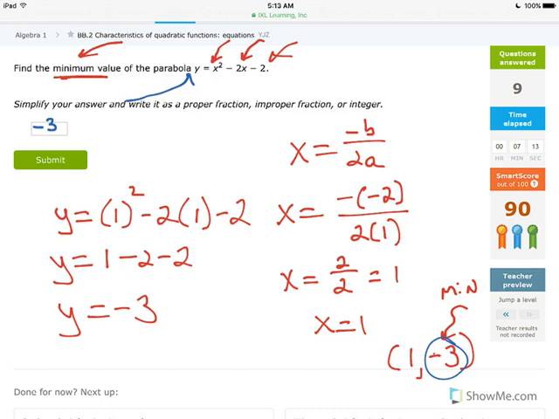And those are your notes and examples for IXL.com, section BB.2, and it's working with that standard form, y equals ax squared plus bx plus c, and finding the center of the graph, the axis of symmetry, and answering questions off of that.